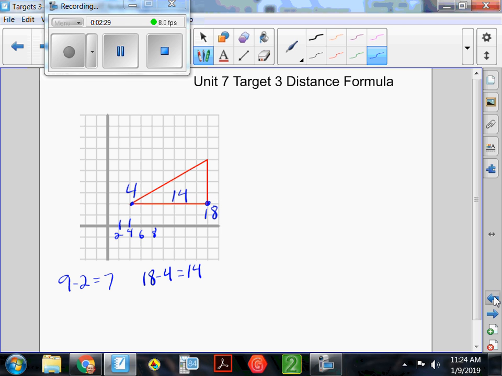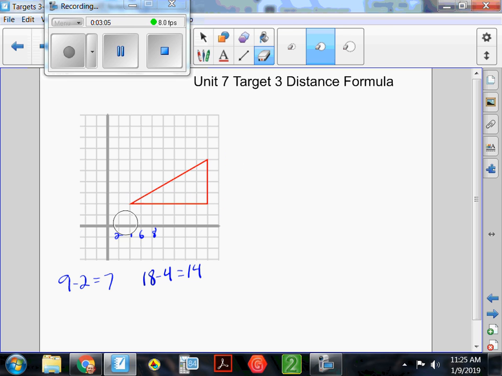Likewise, if I knew the y values, if I knew that this y value was 2 and the higher y value was 6, I can count on the graph and see that's 4, or I could say 6 minus 2 is equal to 4. The point of all of that is to get you to see that to find the horizontal and the vertical components of the triangle, or the flat and the up and down parts of the triangle, we can get those numbers by subtracting the numbers we have, by subtracting the x's and subtracting the y's.